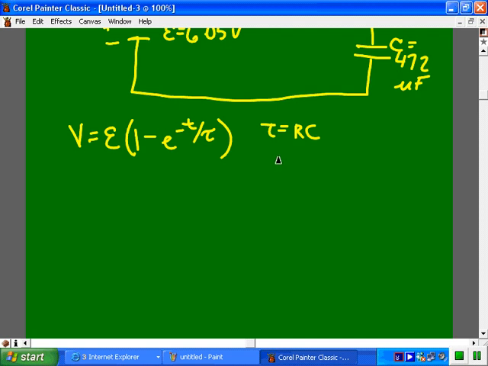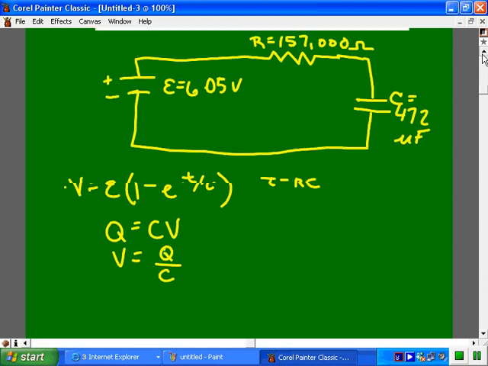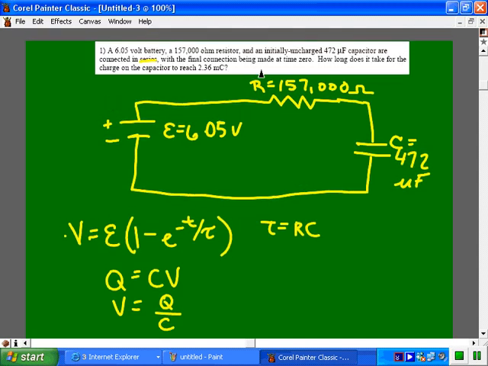So the next thing we want to do is realize that we don't have the value for this voltage here, but we have the formula Q is equal to CV, and then we can solve for voltage. So the voltage ends up being equal to Q over C. We have the value for C across the capacitor, and Q is the charge that we're looking for, the charge at the time we're looking for. So the charge, or Q, for this problem is going to be this 2.36.